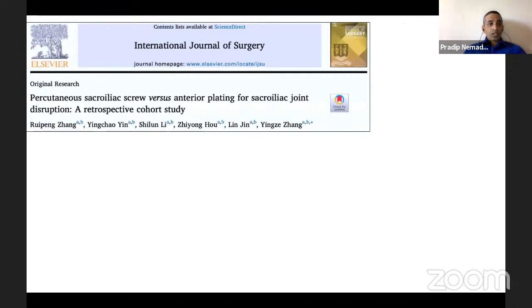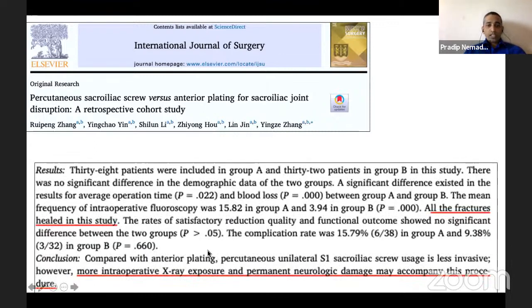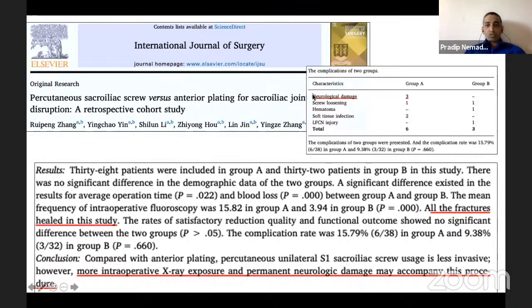So this is another study. There is a percutaneous screw versus anterior plating, and they say that although all fractures healed, there was more intraoperative X-ray exposure and permanent neurological damage with the screw. So they said that the incidence of neurological damage is more with the screw than the plate.